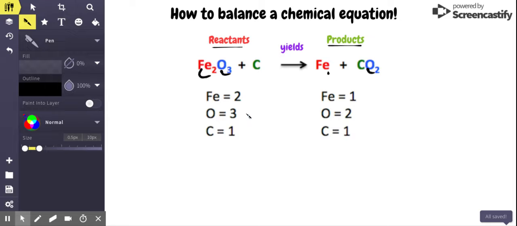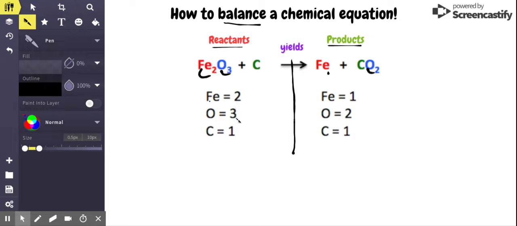One of the things that I like to do is look at all of the elements that exist on the reactant side and compare them to the product side. So iron has 2, right? We have 2 of that element. Our goal is to balance these because the law of conservation of mass states that nothing can be lost, nothing can be destroyed. So we have to account for everything in the reactants and the products. Basically, you have to have equal numbers of each element on both sides. That is the goal of balancing a chemical equation.